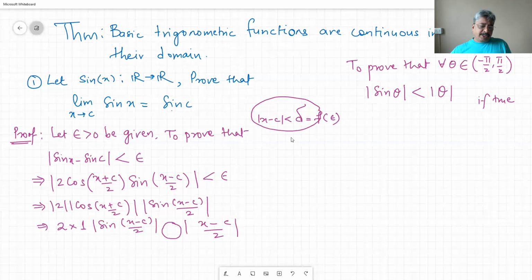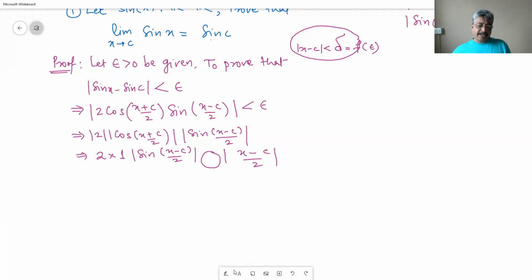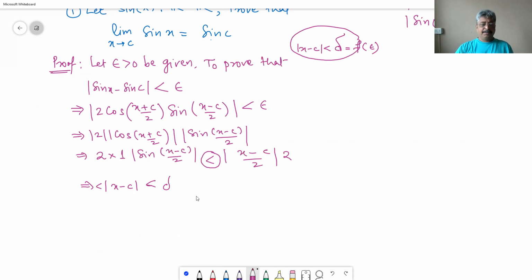Let us finish this proof assuming that it is true. This is a strict inequality, and multiplying by 2 it gives |x minus c| is less than delta. Correct? So delta is equal to epsilon. That is what we get. Delta is equal to epsilon.